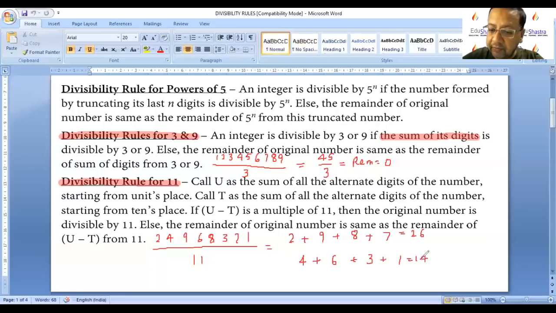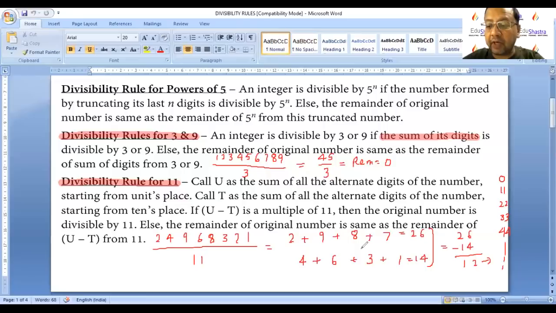Done. Now what you have to do is take the difference of these. So this is 26 minus 14, right? Now what is the difference? 6 minus 4 is 2 and 2 minus 1 is 1. So now the difference is coming out to be 12. Now, if this difference is 0, 11, 22, 33, 44, or some number which is a multiple of 11, then this number will be perfectly divisible by 11. Right now, you are getting a difference of 12. So this means this number will not be divisible by 11, right?